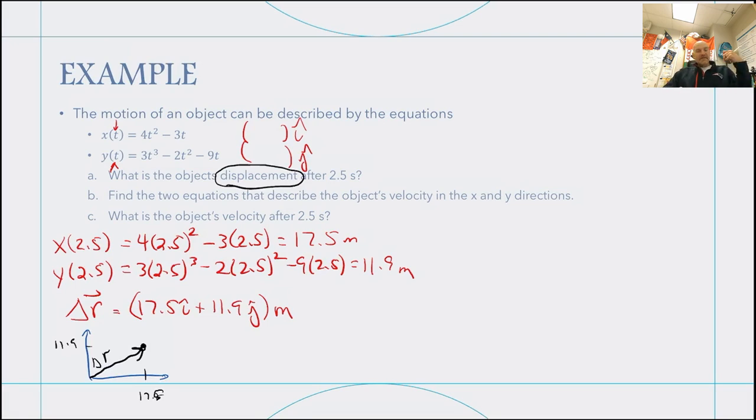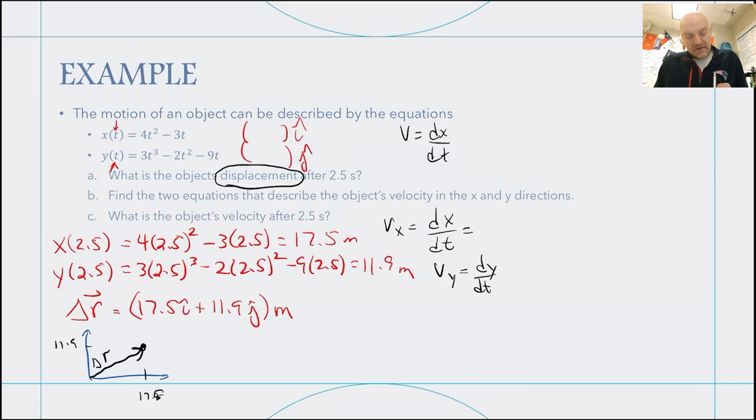Part B says find the two equations that describe the object's velocity. So remember, velocity is dx/dt, or in this case it could be dr/dt, whatever you want to call it. So we're going to take the derivative of x, which is going to give us v of x, and then we're going to take the derivative of the y function, and it's going to give us v of y.